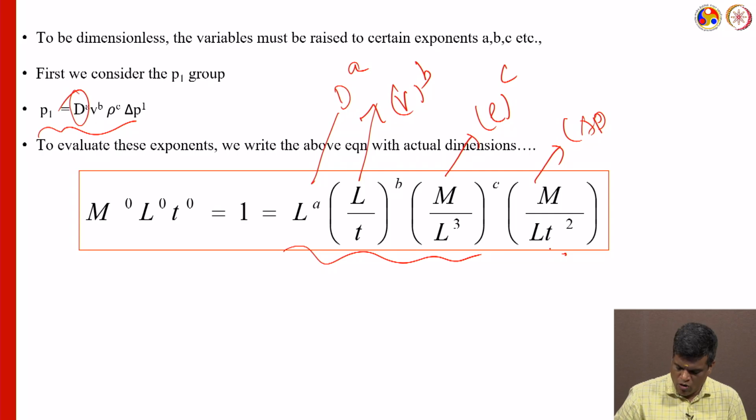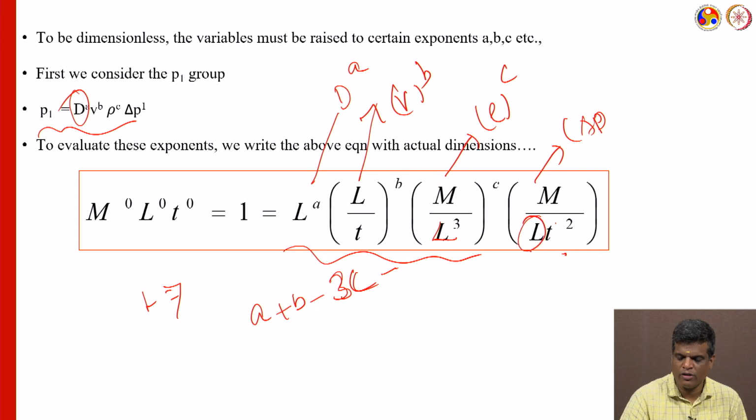After solving, first take only L. The power of L is a plus b minus 3c. Then for M, if it were standing it would be plus, but here it is negative, so we can write minus 1.